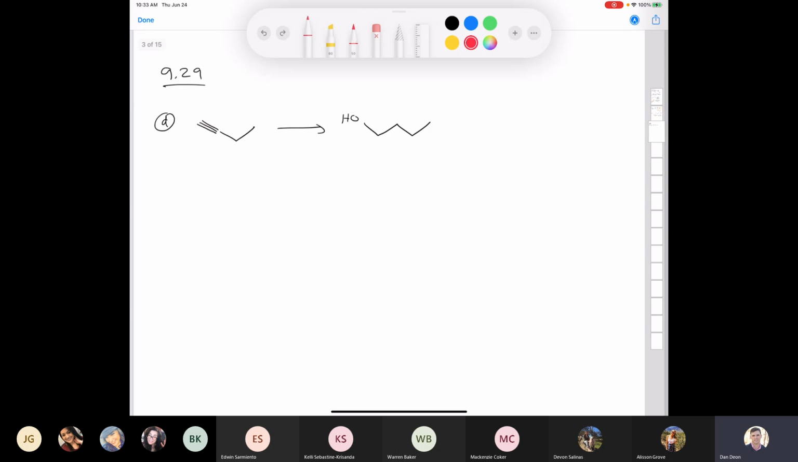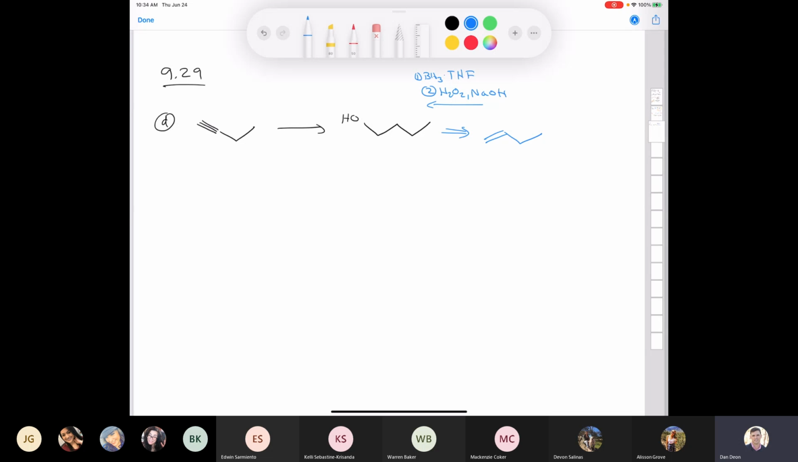There's no way for us to go directly from an alkyne to an alcohol. We don't have a way to do that. But in terms of retrosynthesis, I know that if I had 1-butene, all I would have to do is an anti-Markovnikov addition of water across that double bond. So I'd use borane THF followed by hydrogen peroxide and sodium hydroxide.